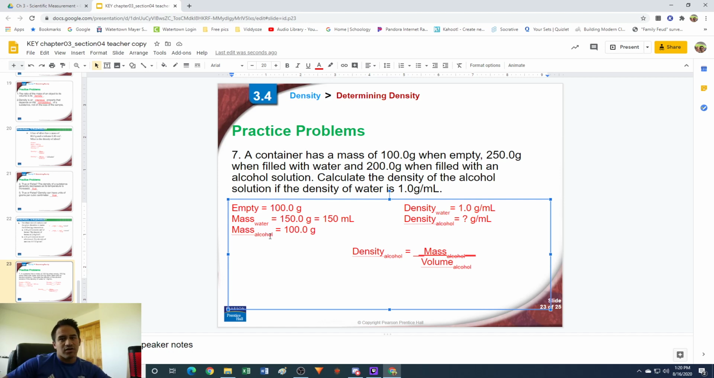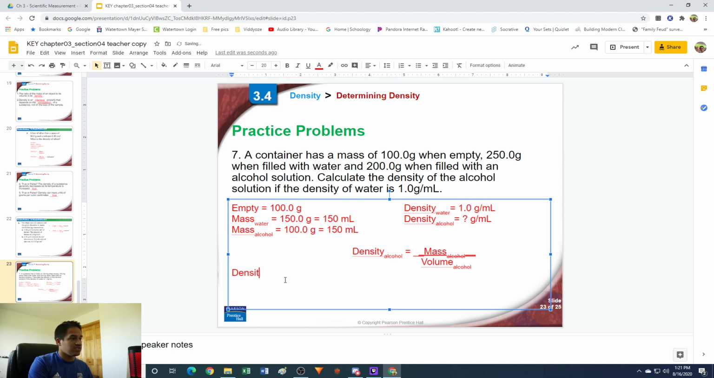And here's how we can use this. The water and the alcohol are both being put in the same exact container. Therefore, we can assume that they're both going to be filled to the top. So if there's 150 milliliters of water in this container, when you put alcohol in the container, there's going to be 150 milliliters of alcohol. Remember that the volume of a liquid will take up whatever container you put it in, and the container in this case is the same in both. So this tells us that we have 150 milliliters of alcohol as well, and at that point, we now know the volume of the alcohol.